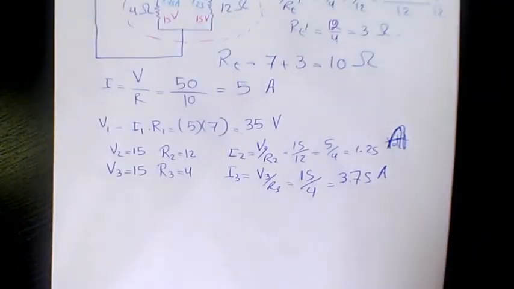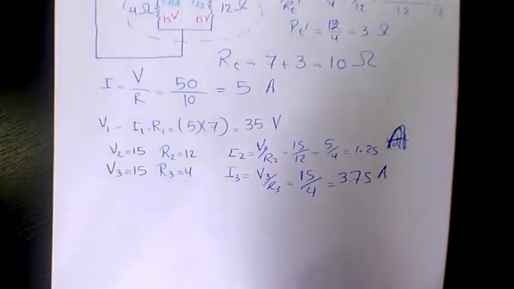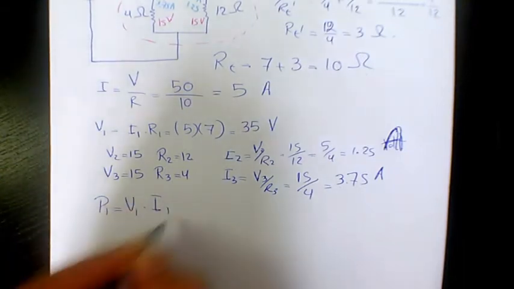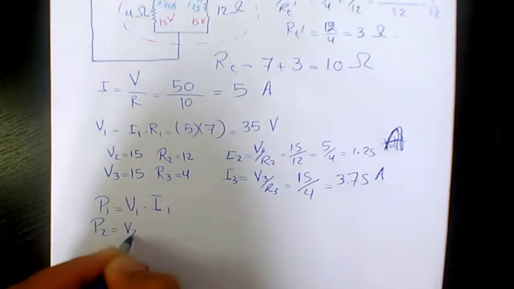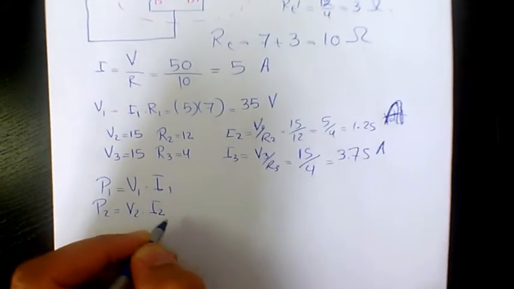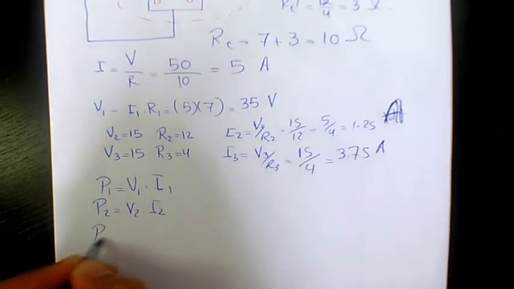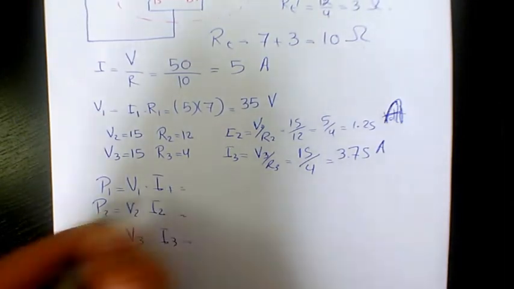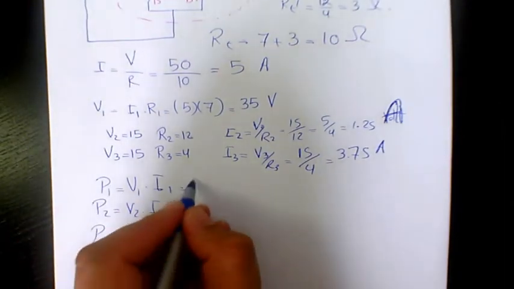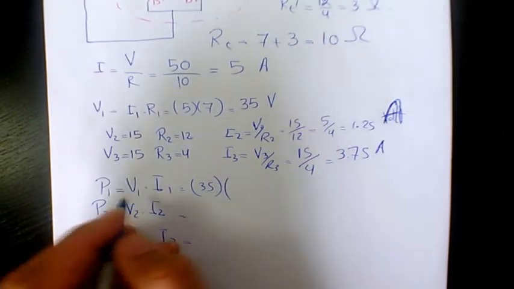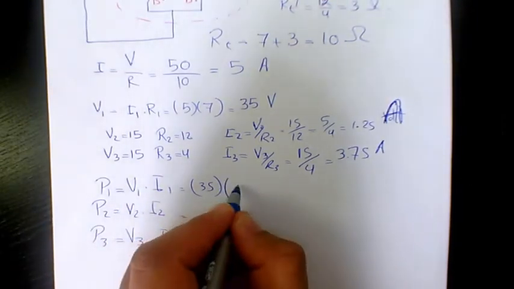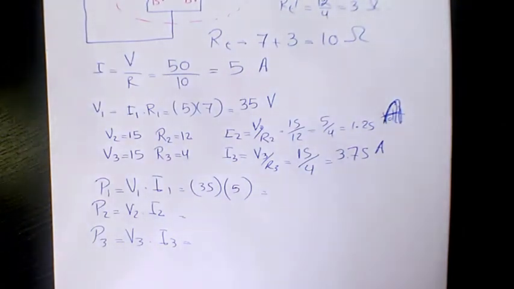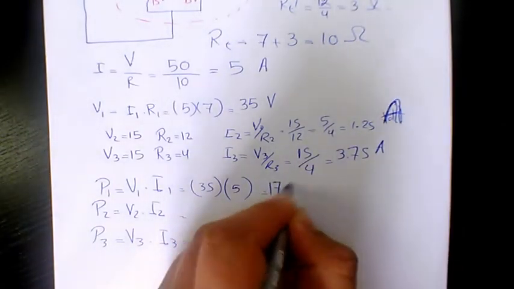So now let's find out P1, P2, and P3. P1 is V1 I1, P2 is V2 I2, and P3 is V3 I3. V1 is 35, I1 is 5, 35 times 5 is 175.